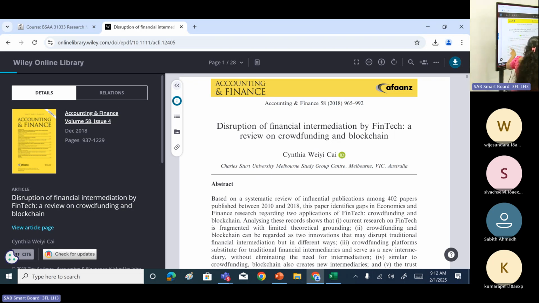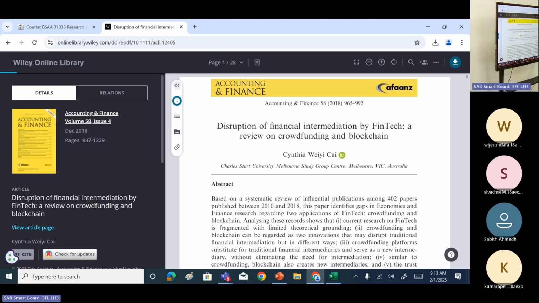Disruption of financial intermediation by fintech may be a good research topic. So you can get ideas regarding new topics and new areas. You practice these things, then you will be able to identify good research topics. This is one method.